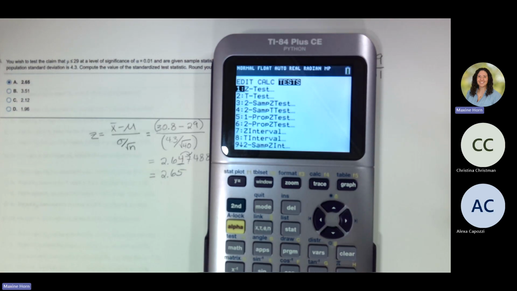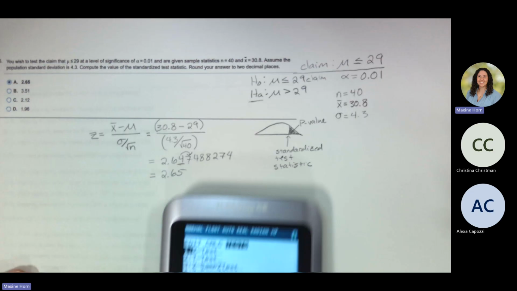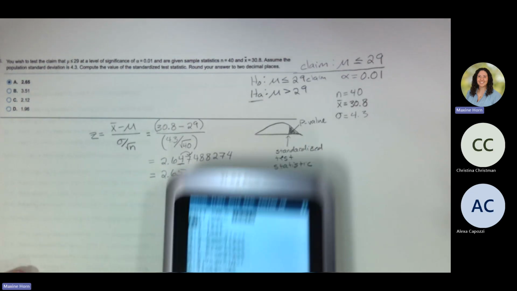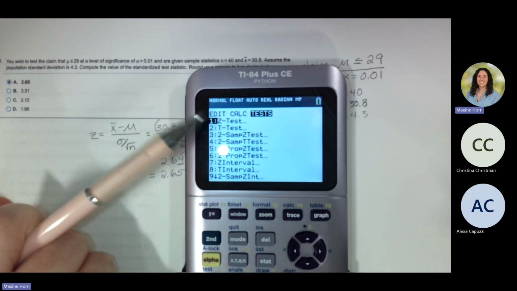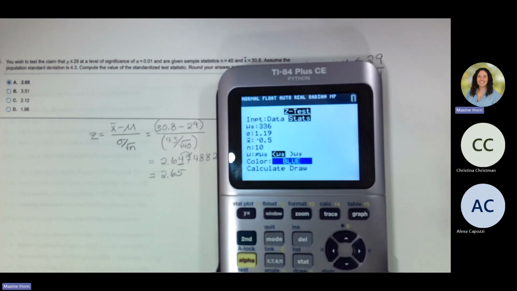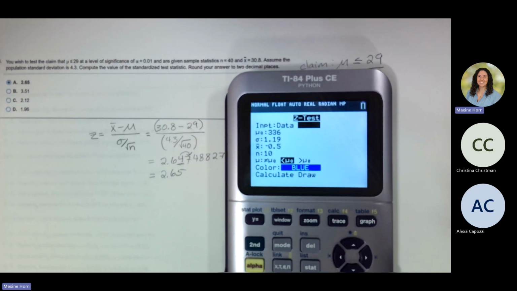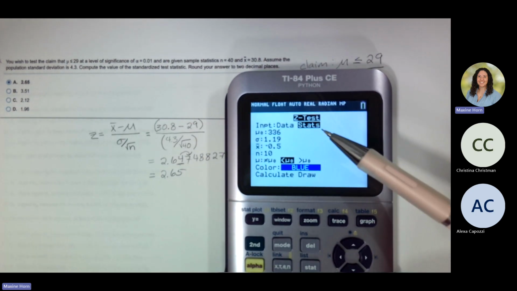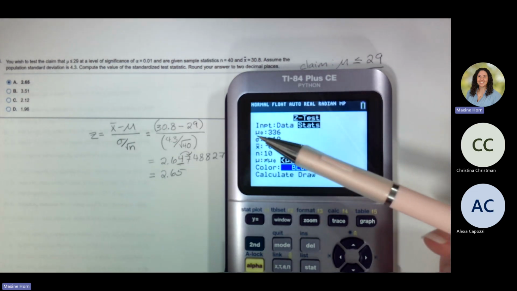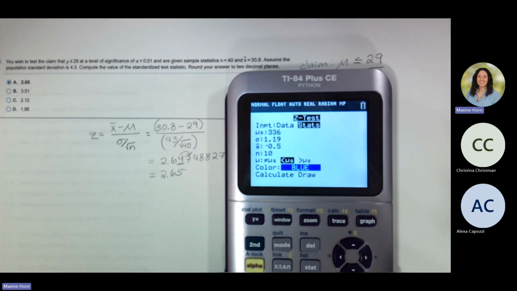So what we had going on in this problem was we did have a population standard deviation. So we're going to use this first one right here, number 1, z-test. Okay, so you're on z-test. You're going to make sure that stats is selected, not data, and you're going to go through and plug things in. Now, this first one here is the number that you use in your null hypothesis.